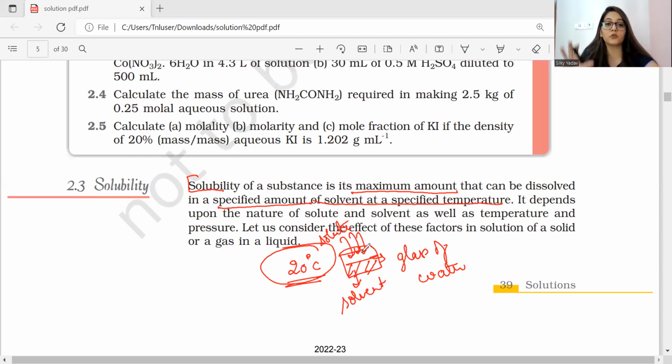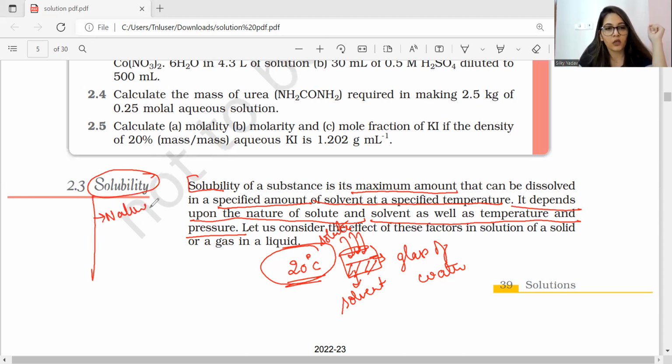So it also depends on the nature of the water that you are having, and the other thing is your solute that you are adding. So it depends on the nature of solute as well. Okay, so it depends on the nature of solute and solvent as well as temperature and pressure. That means if we talk about solubility, solubility is dependent on the nature of solute and solvent. So I'm writing SNS. Okay, so solubility depends upon the nature of solute which you are adding and on the temperature.